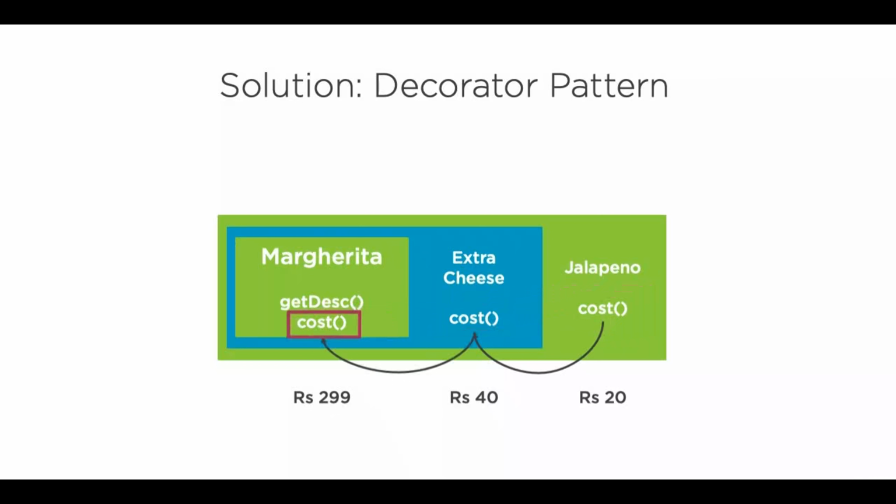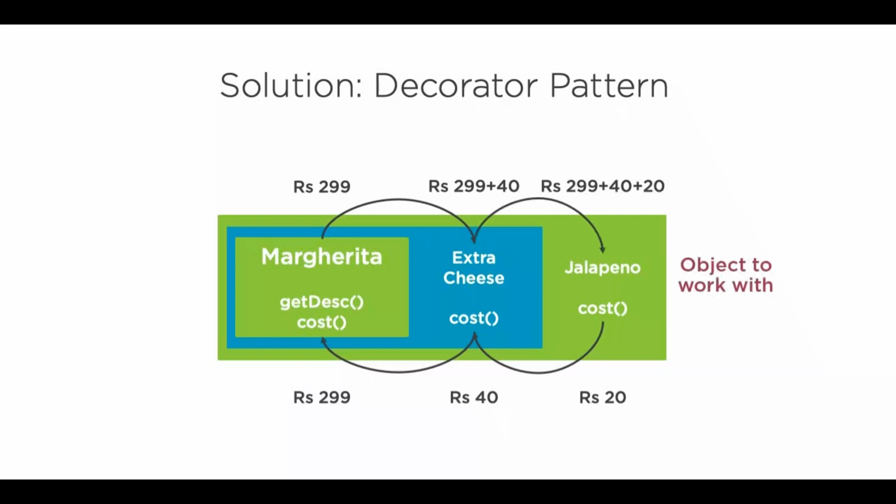Let's say you want to add a topping for extra cheese. So what we will do is create another object for extra cheese and wrap it around the Margherita object. So extra cheese here will be our decorator and will have a cost of its own. Also, the extra cheese is of type pizza. Same applies to another additional topping, let's say jalapeno.